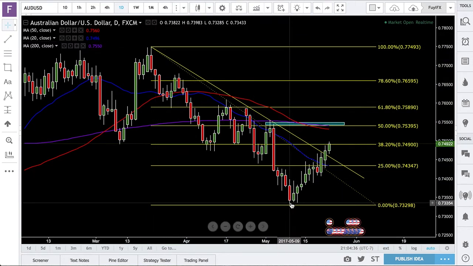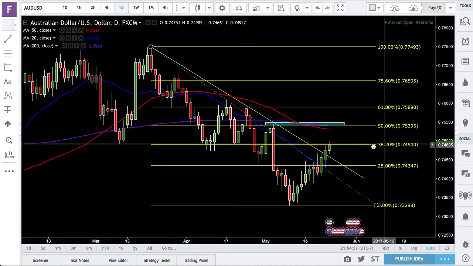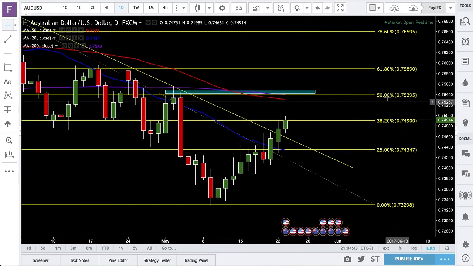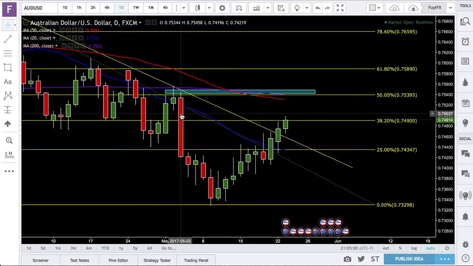Swing high, swing low, 382. Price is fighting that now. And look up. What's your next level that you could see is the 50% retrace. And what do you see? That's the area that we highlighted. And what is that also? That's the red bar high of this big engulfing candle made on May the 3rd.